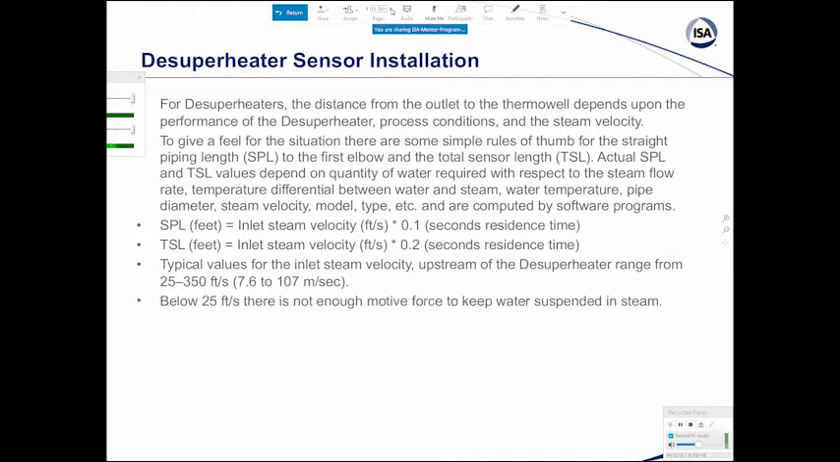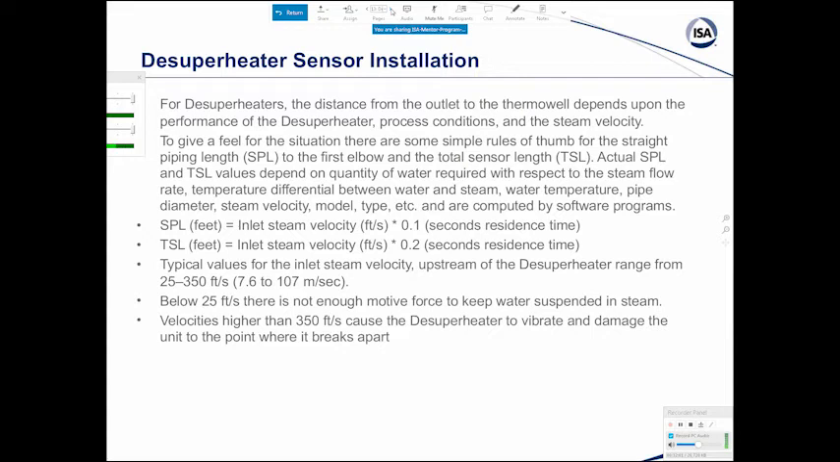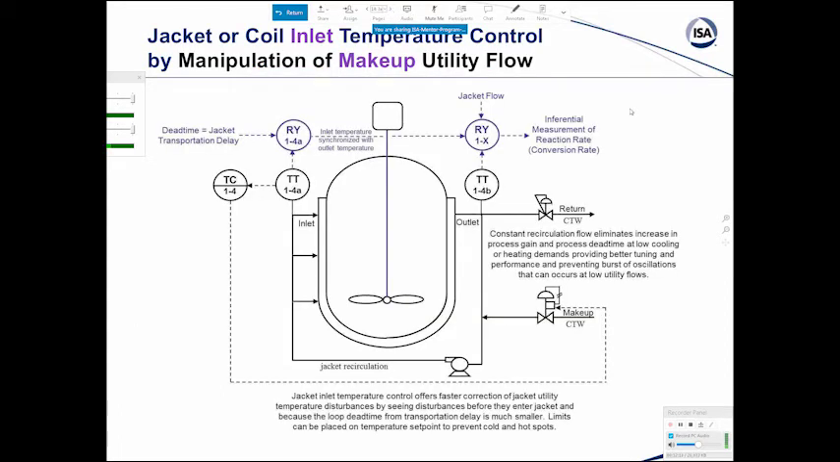Below 25 feet per second, there is not enough motive force to keep the water suspended in the steam. So if you have that situation for some strange reason, you've got a problem. If velocity is higher than 350 feet per second, it causes the superheater to vibrate and damage the unit to the point where it can break apart. So that's a safety concern besides a reliability concern.